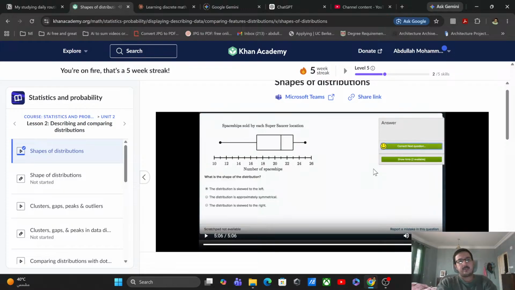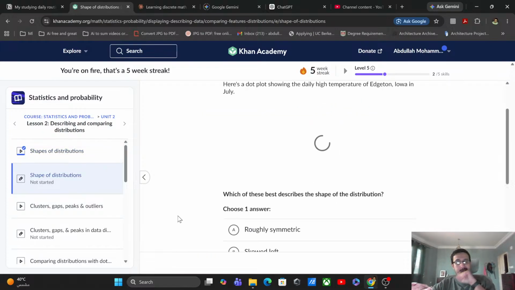This is where it gets confusing, for me at least. Interpretations of graphs, would you say? What do you call them? Anyways, skewed to the left, skewed to the left. Well, if there is a tail skewed to the left, that's obvious. But this one, check this one out. Oh my god, shapes of distribution. Oh my god, here we go.